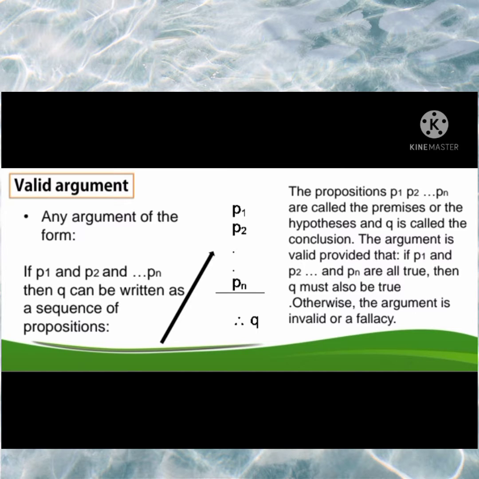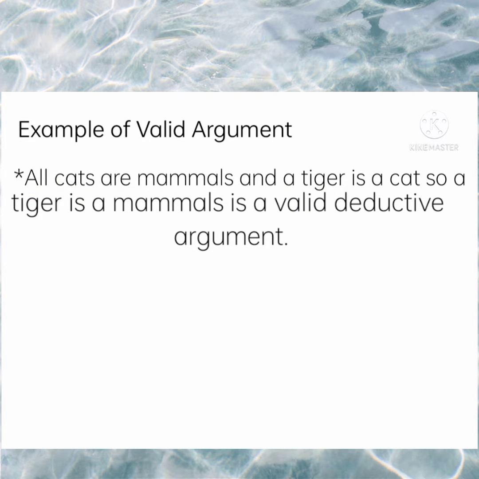Valid argument. The propositions P1, P2, Pn are called the premises or the hypothesis, and Q is called the conclusion. The argument is valid provided that if P1 and P2 and Pn are all true, then Q must also be true. Otherwise, the argument is invalid, a fallacy. There's a form of argument: if P1 and P2 and Pn, then Q can be written as a sequence of propositions. Example of valid argument: all cats are mammals and a tiger is a cat, so a tiger is a mammal is a valid deductive argument.